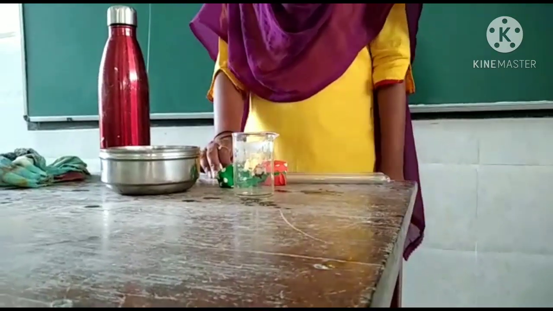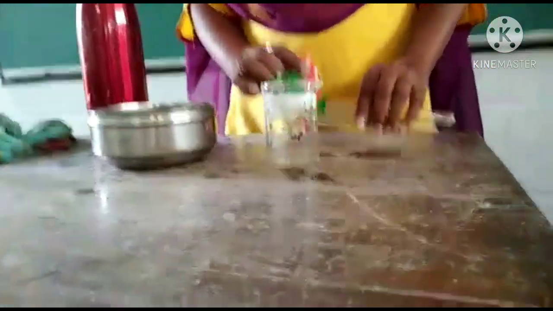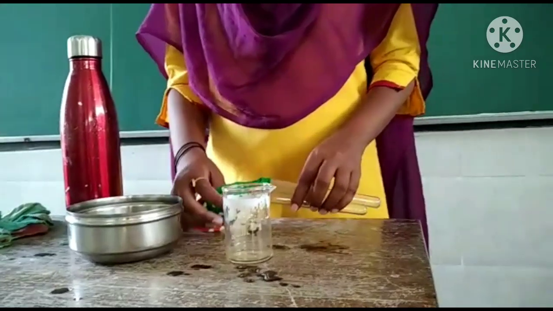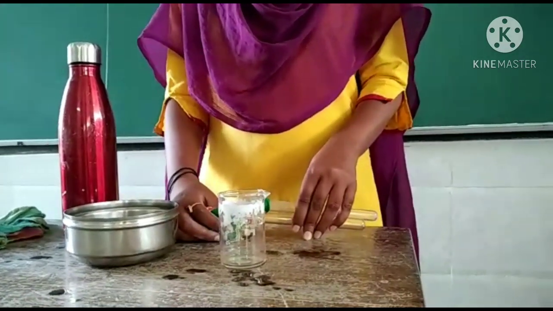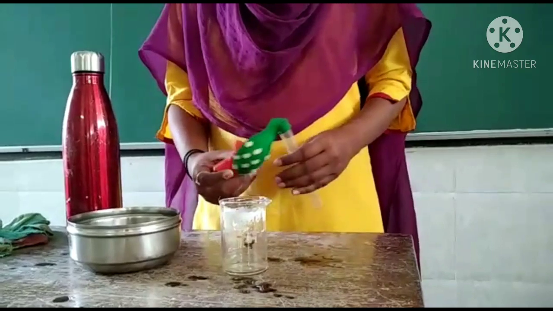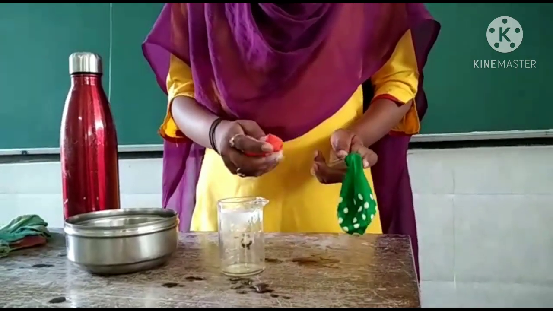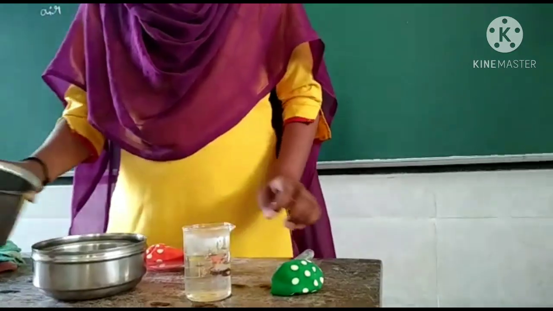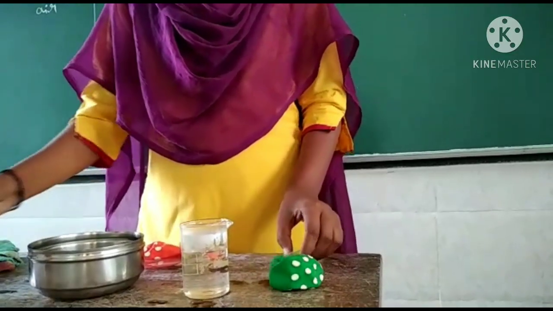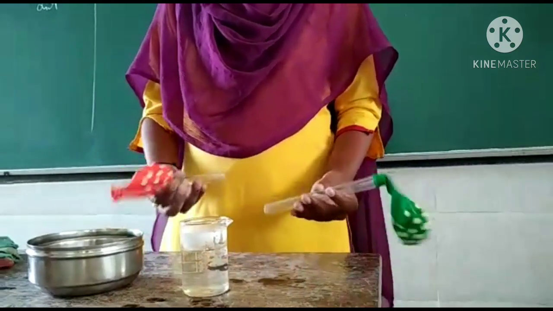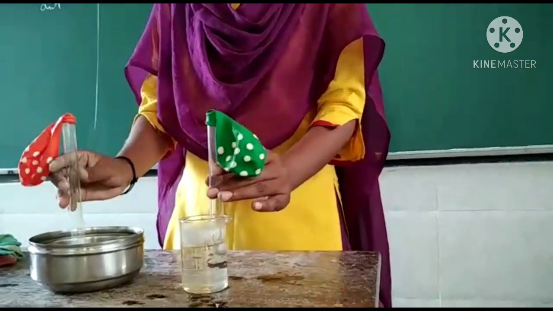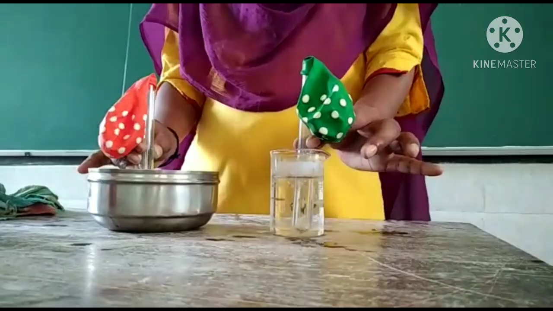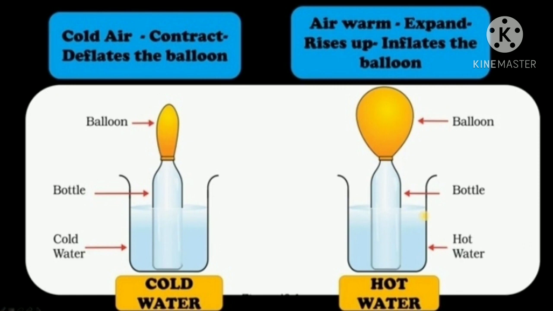To do this activity, we need two test tubes, balloons, hot water and cold water. Inflate the balloons slightly and fix them on the mouth of the test tube. Here I have taken test tubes. Pour hot water in one mug, and I will pour the cold water. Now keep these two test tubes in the hot water and cold water. Observe what will happen. Observe the size of the balloon.